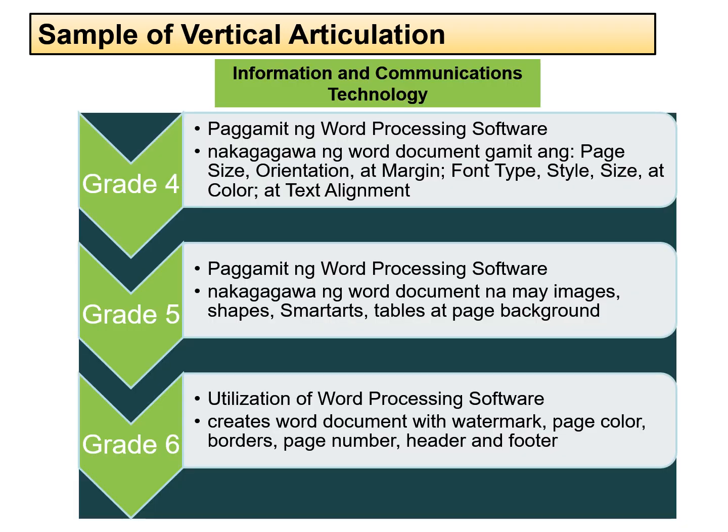So this one shows a sample of vertical articulation, for example, in the field of information and communications technology. For example, in grade 4, use of word processing software. Same in grade 5, use of word processing software. But if you look at the learning competency, it's different. In grade 4, they will just be focusing on the page size, orientation, margin, font type, style, size, and color of the font, and then the text alignment. But in grade 5, although the topic is the same, the learning competency is different, like creating a Word document with images and shapes. This time, they will apply shapes, SmartArt, tables, and page background.